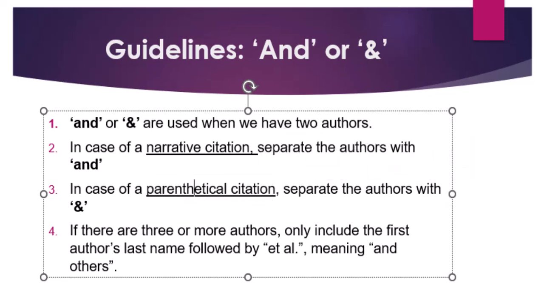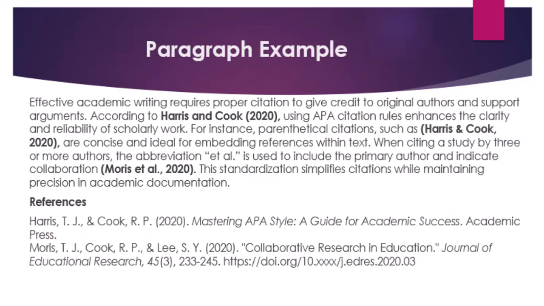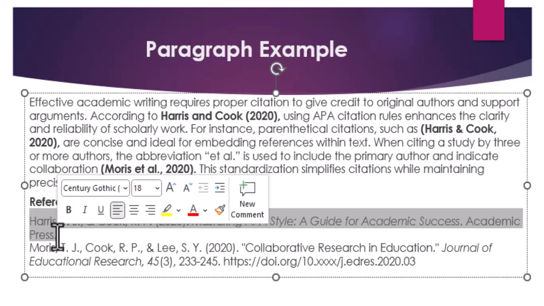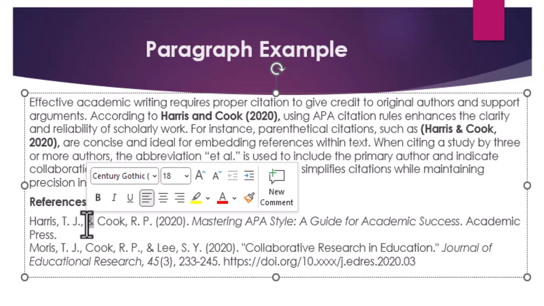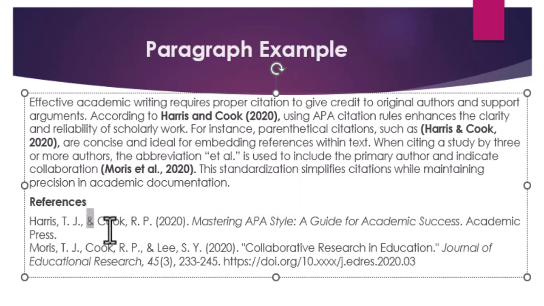In a paragraph, you can see in this case we have a reference. This is a reference that we shall be looking at. We have Harris and Cook 2020. The first thing you should note is that in the reference we use the symbol "&". That is the first thing you should note, that in APA 7 we use the symbol "&" in the reference.